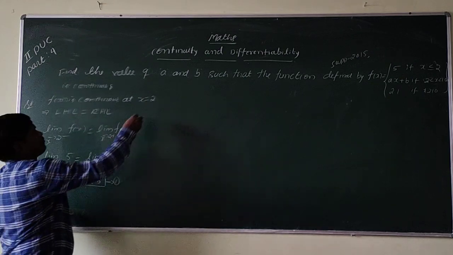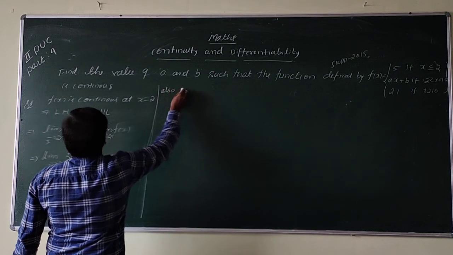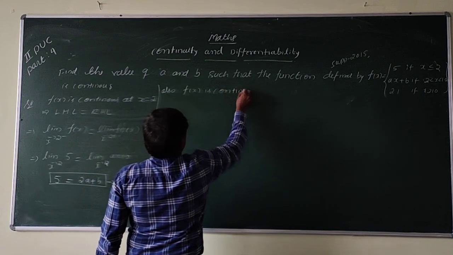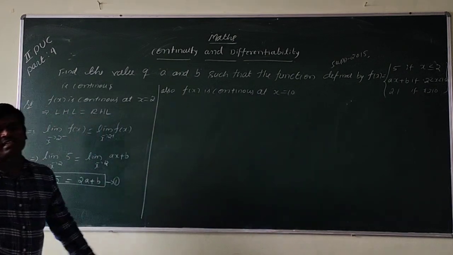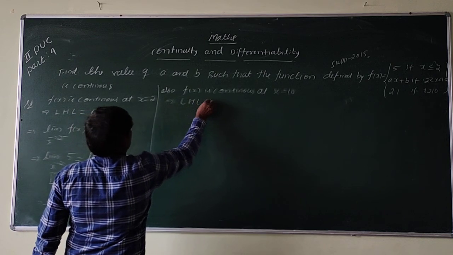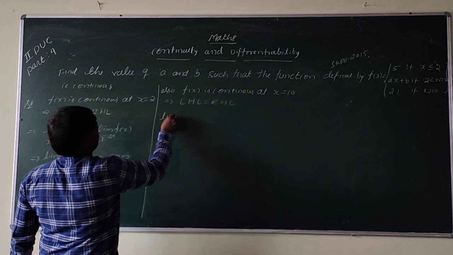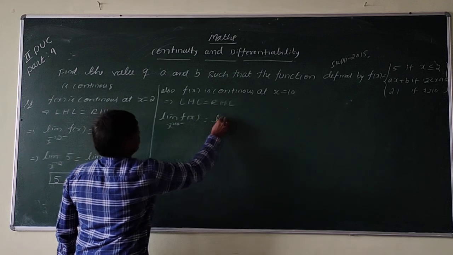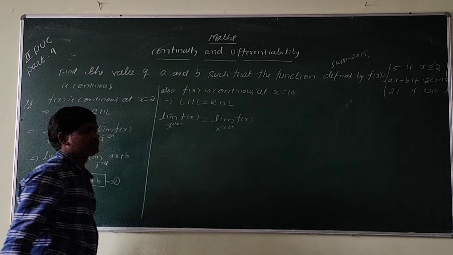Also given that f of x is continuous at x is equal to 10. So this implies the left hand limit is equal to the right hand limit. That is, the limit of f of x as x tends to 10 minus is equal to the limit of f of x as x tends to 10 plus.